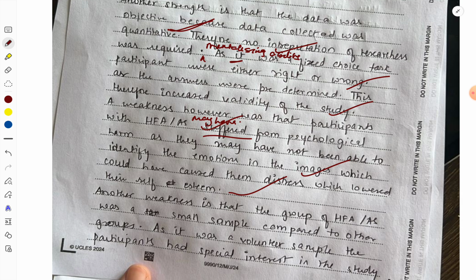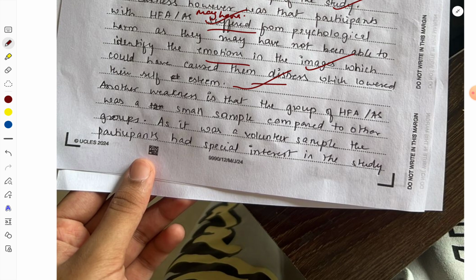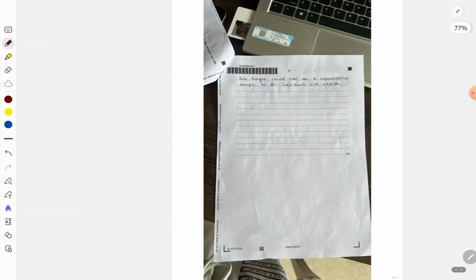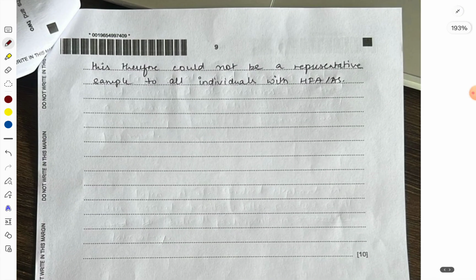So if she's saying emotions could be distressing, why? A key thing whenever you write a paper, any subject, any answer, the examiner should never be left wondering why for any point which is made. So the why should always be clear. Next weakness: the group of HFAS was a small sample compared to other groups, as it was a volunteer sample, had special interest in the study, therefore could not be representative of all individuals with HFAS.